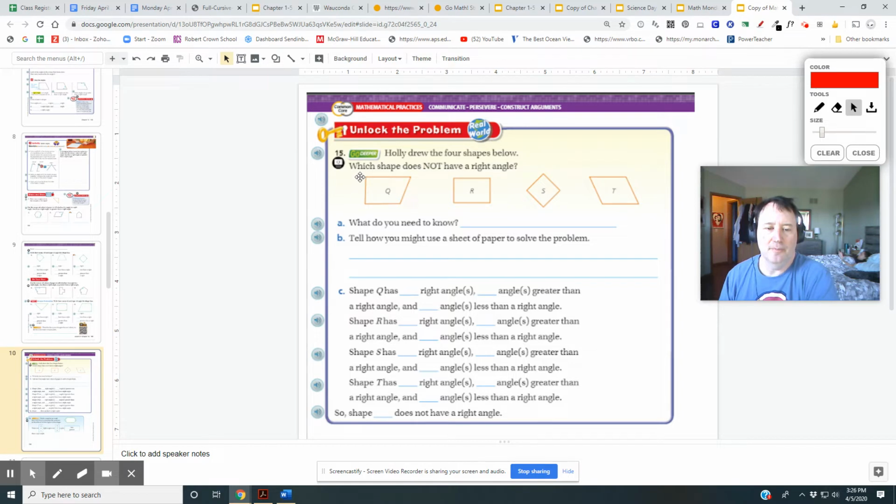Holly drew the 4 shapes below. Which shape does not have a right angle? Looks like this one. Now we're supposed to look at shape Q and find out how many are right angles, greater than, and less than. So this one has 2 right angles, 1 greater and 1 less. This one has 4 right angles, 0 and 0, 3.